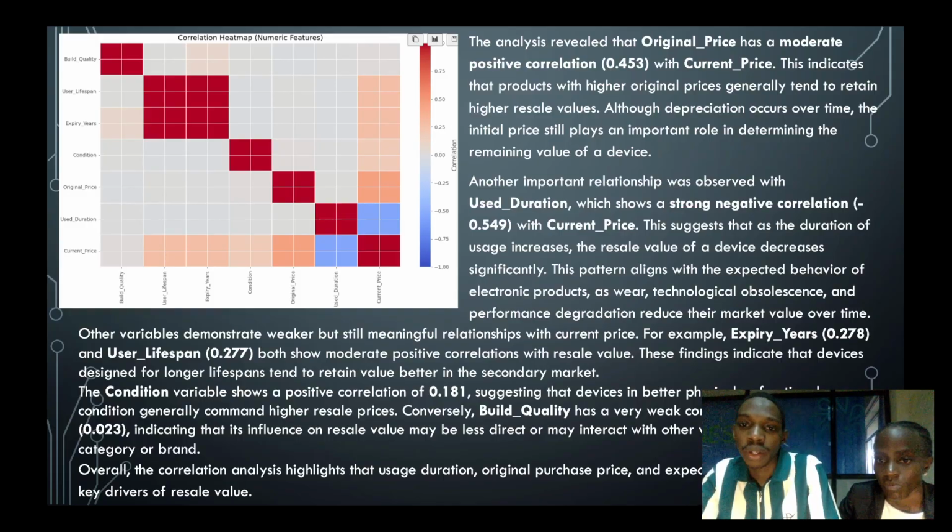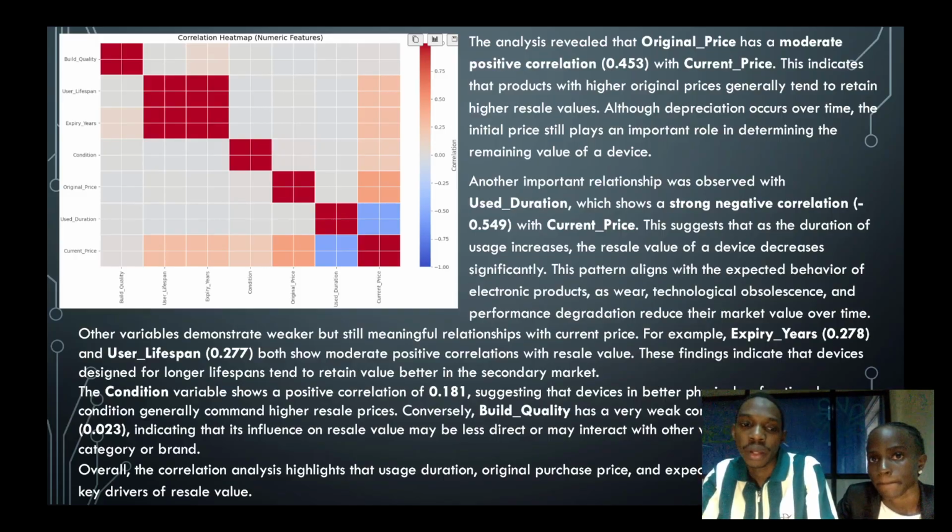So another important relationship was with use duration, which had a strong negative correlation with current price. So this suggests that as the duration of usage increases, the resale value of a device decreases significantly. This pattern aligns with the expected behavior of electronic products, where technological obsolescence and performance degradation reduce their market value over time.